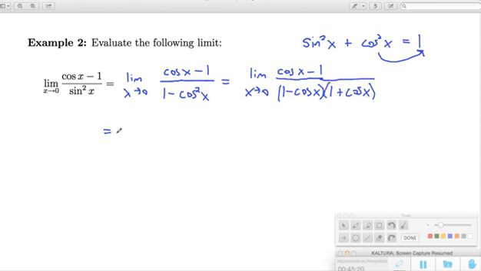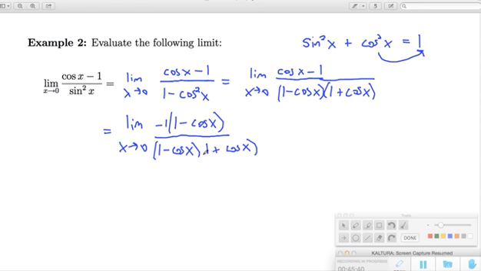And we're almost at a cancellation here. Notice you can write the numerator as 1 minus cosine of x if you want to. You just need to factor out a negative 1. At that point, you can go ahead and cancel the 1 minus cosine of x here and here. Then we can keep going.